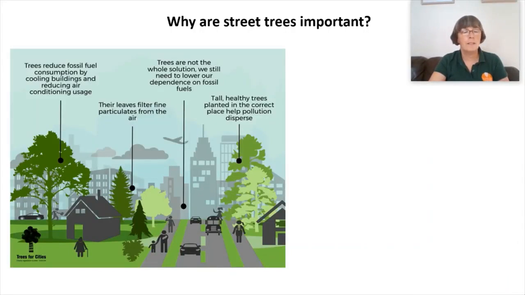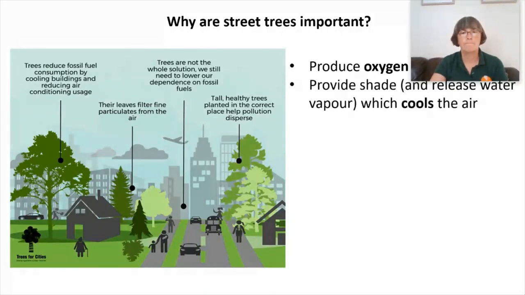Now that you've had a go at identifying our 5 most common street trees, I want us to think about why they're important. One of the most important things is that trees, like all green plants, produce oxygen, which is pretty important as that's what we need to breathe. They also provide shade, and they release what's called water vapour, that's water as a gas, into the air. And both of these things obviously cool the air down. Very important in a city in the summertime.